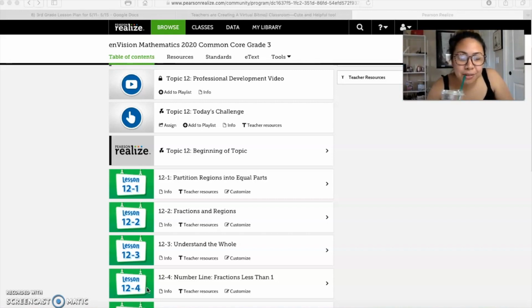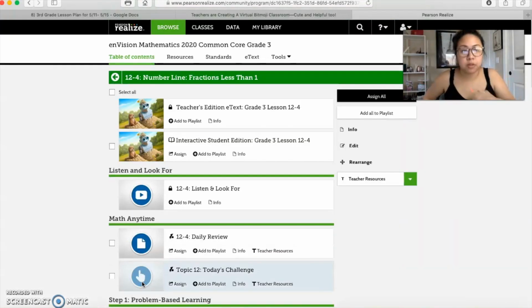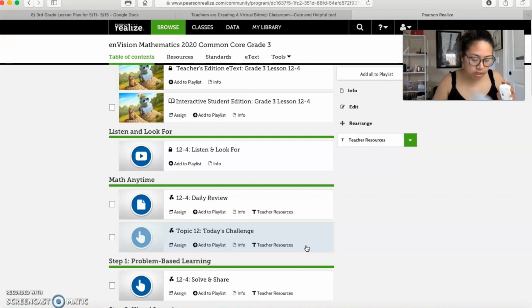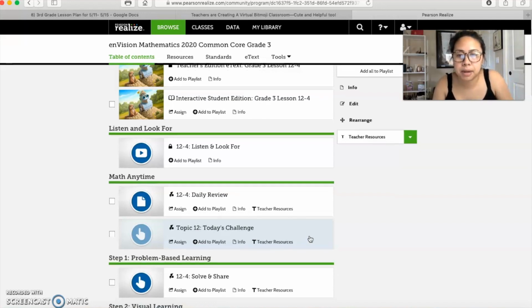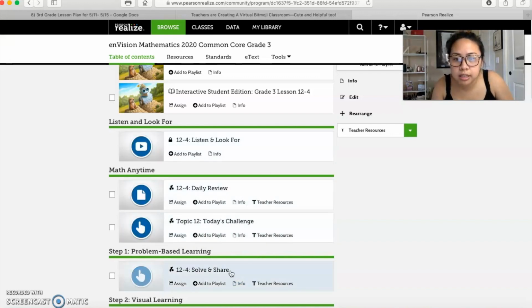So today you are going to do 12.4 number line fractions less than 1. So we're kind of moving on from the shapes. Now we are going to move on to a number line. So just like a line. As usual, do your solve and share, look back, convince me, and then part of the guided practice and independent practice. So you should be on page 449 for your solve and share.